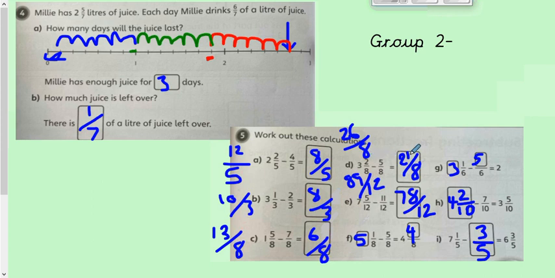D was 2 and 1/8. Oh no, sorry, 21/8. E was 78/12. F was 4 and 4/8. That was quite tricky.